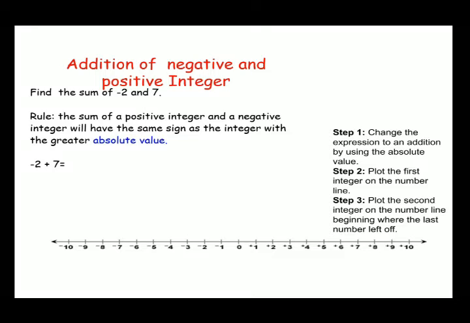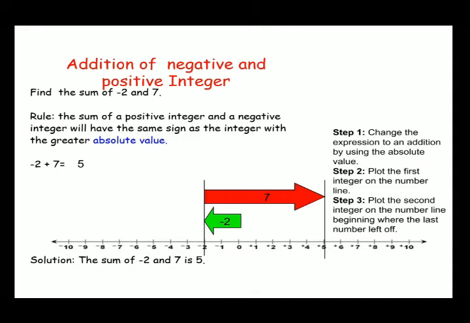So first draw the number line. After that, second step, plot the first integer on the number line. The first integer is minus 2. So from 0 we will move to the left side 2 steps, then we will get minus 2. After that you have to add 7, so you have to move 7 steps on the right side, in reverse. We are reaching at 5. The answer is 5. Here you can see that 5 is positive. So the sum of minus 2 and 7 is 5.